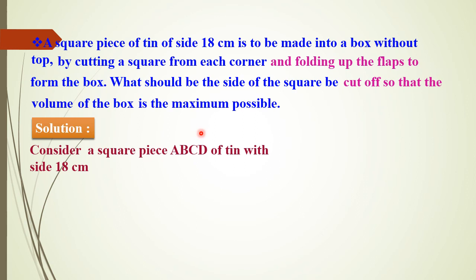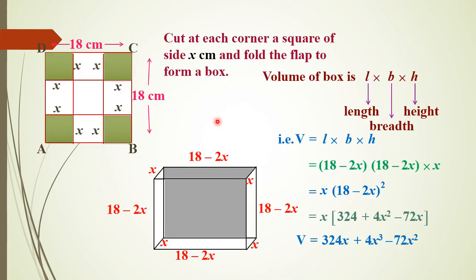See, the square piece ABCD of tin has a side of how much? 18 centimeters, given in the question. But the squares at all the corners have been cut and the flaps folded. So we must subtract the respective sides from this 18 centimeters, so that we get the exact sides of the box.